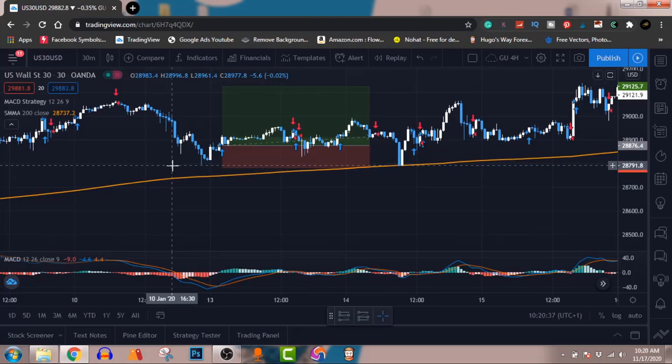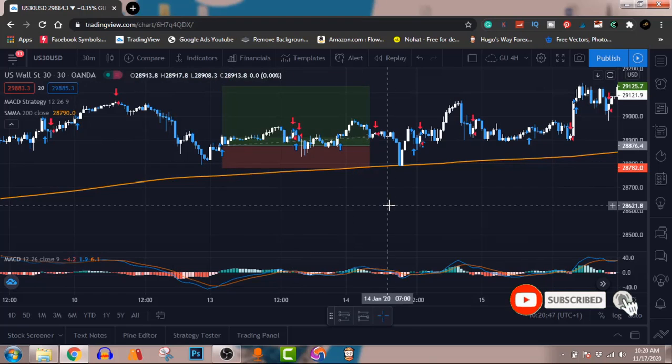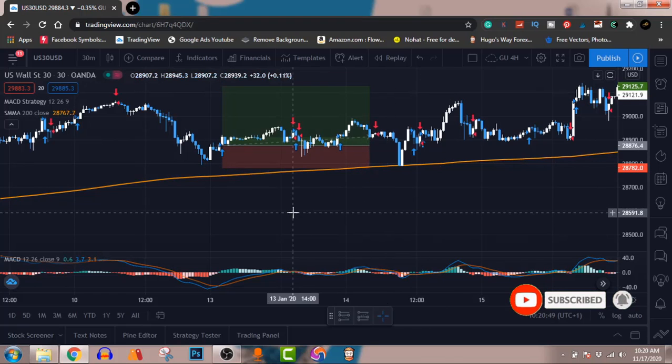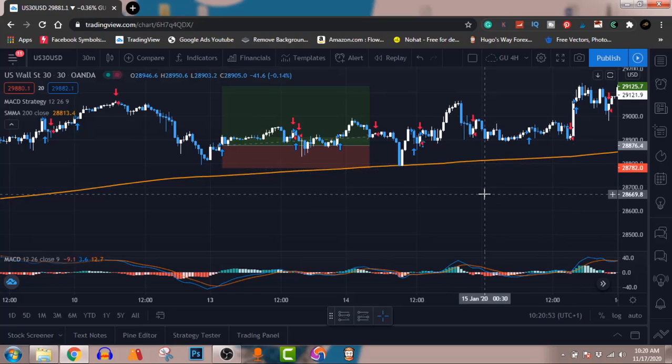Let's check that out to see for ourselves. Okay, no, we didn't lose this. So this first one actually won for a 2-to-1. So here we go. What I usually do is take a trade and not take another one until the first one is closed. That's the best way to do it.